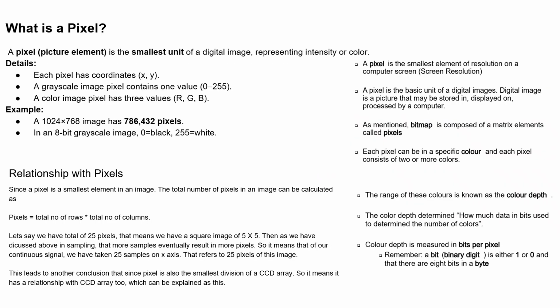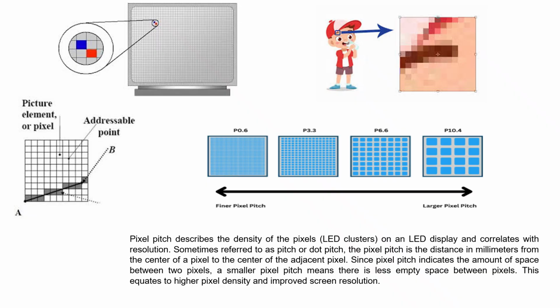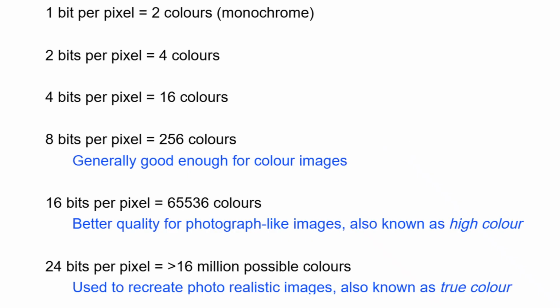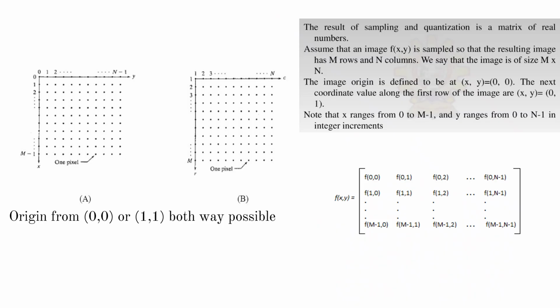Let us understand what is a pixel. Let us see what is the image. Let us understand what is a pixel pitch. This is how we can denote the. In case of, this is the coordinate conventions.